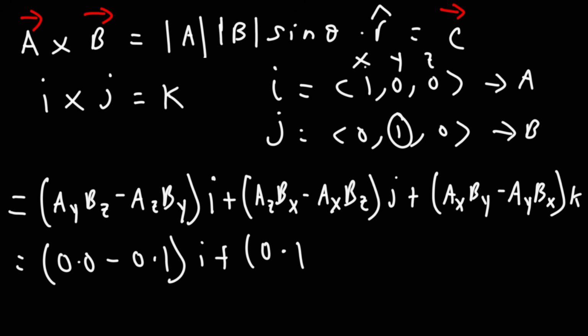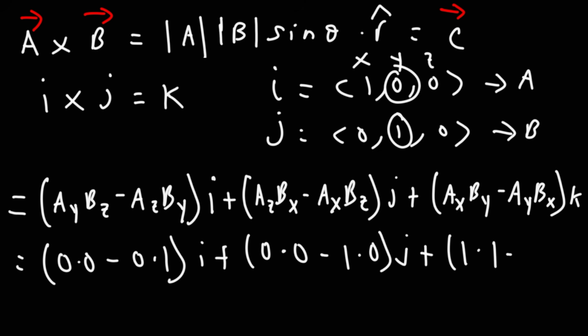BX is 1. Here's, actually no, BX is 0. This is BX. AX is 1. That's AX. BZ is 0. And then AX is 1. BY, this is BY, that's 1 as well. Minus AY, AY is 0. And BX is 0. So hopefully I plugged in everything correctly.